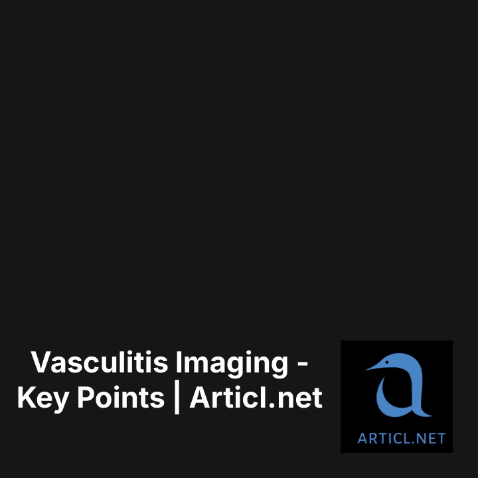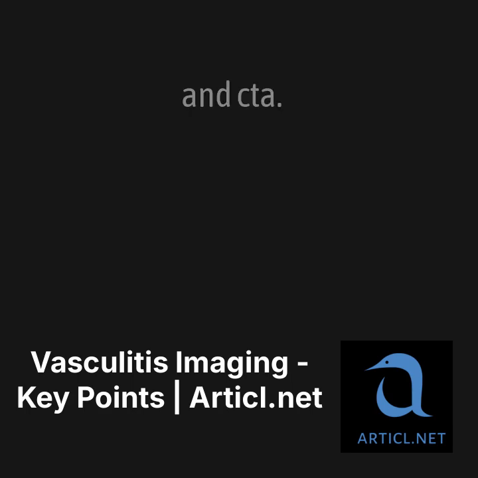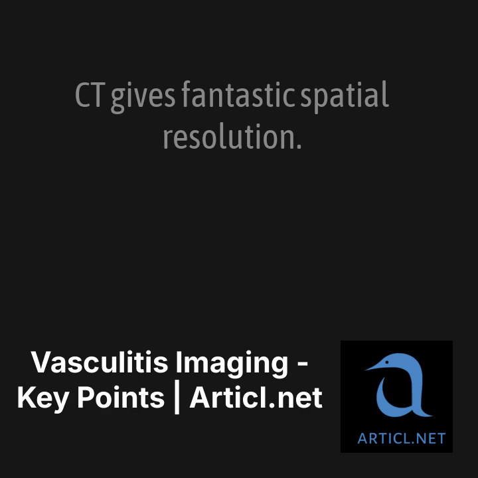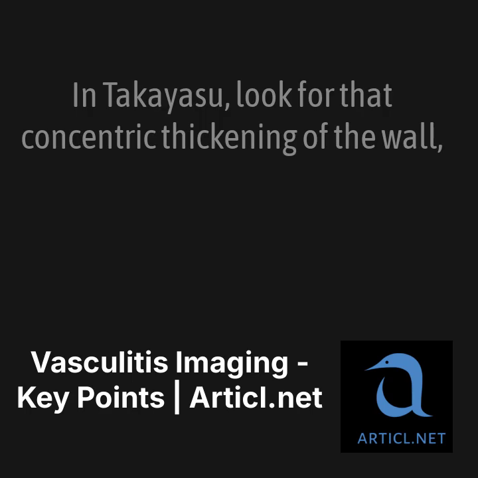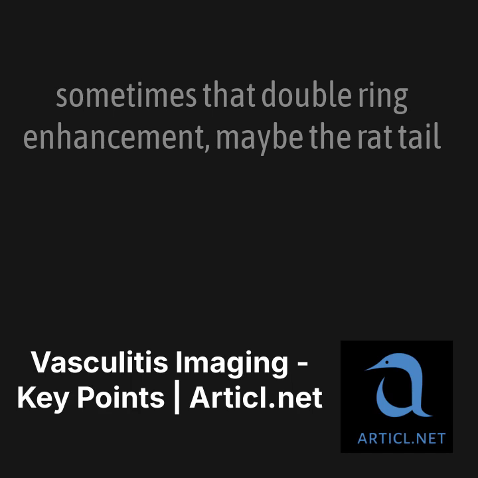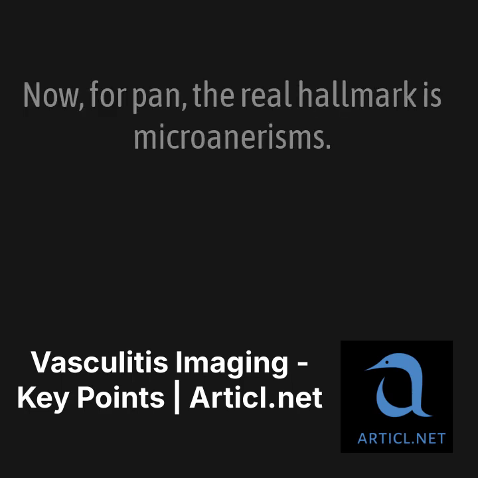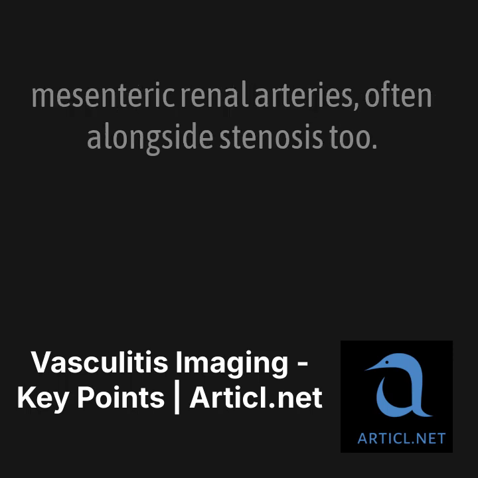Can't see everything. Right. So for deeper structures and more detail, we usually lean on CT and CTA. What are the signature findings there that we should be zeroing in on? CT gives fantastic spatial resolution. Great for seeing the structural changes. In Takayasu, look for that concentric thickening of the wall, sometimes that double ring enhancement, maybe the rat tail sign, that tapering stenosis in the descending aorta. Now, for PAN, polyarteritis nodosa, the real hallmark is microaneurysms, tiny things like 1 to 5 millimeters popping up in hepatic, mesenteric, renal arteries, often alongside stenosis too.